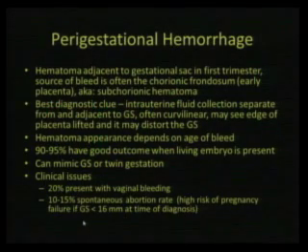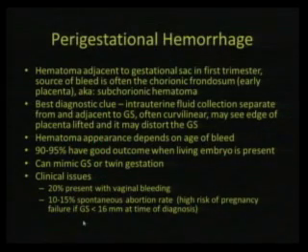Clinical issues: 20% of these patients are going to present with vaginal bleeding. About 10 to 15% of them will actually go on to spontaneous abortion, basically miscarriage. If we see perigestational hemorrhage and the gestational sac is less than 16 millimeters at the time of diagnosis, there's a pretty high risk of the pregnancy going on to fail.